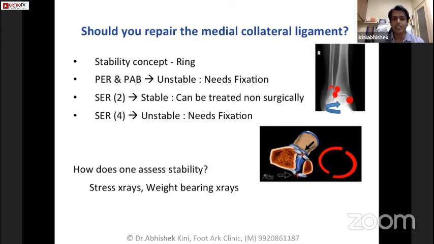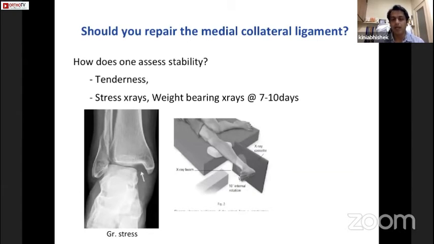So how does one assess stability? By either stress x-ray or weight bearing x-ray. Up till now, what we used to do is the gravity assisted stress x-ray, along with tenderness. A gravity assisted stress x-ray is taken by hanging the foot on the edge of the table in lateral decubitus, and this is how you look at it by taking the AP. The weight of the foot subluxes the talus outside and tells you whether there is a deltoid ligament injury along with the fibular fracture. Fibular fractures are easily seen on an x-ray, but this is what we are looking at.